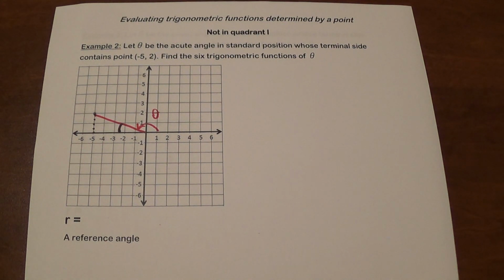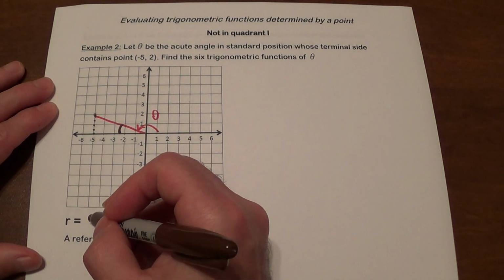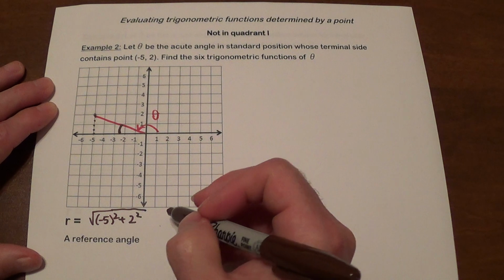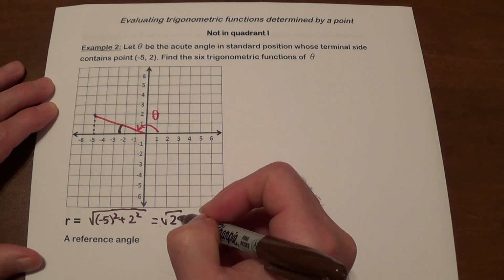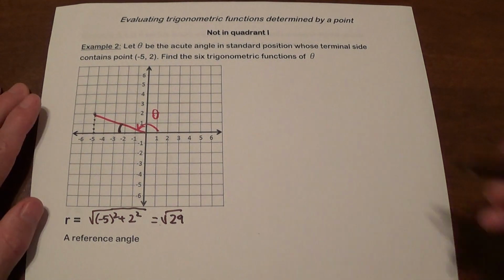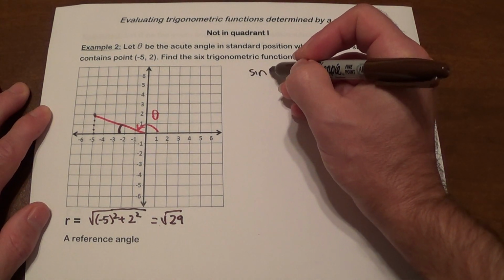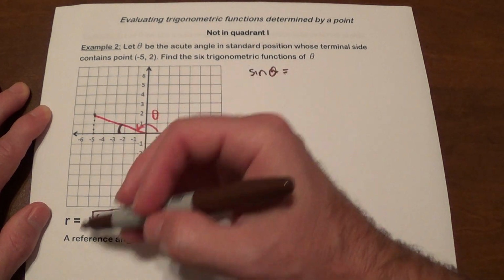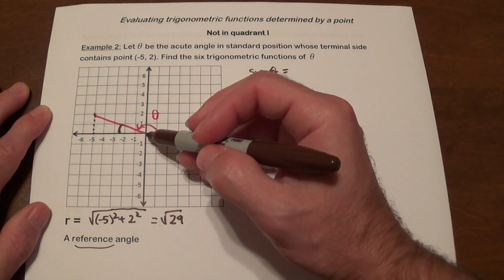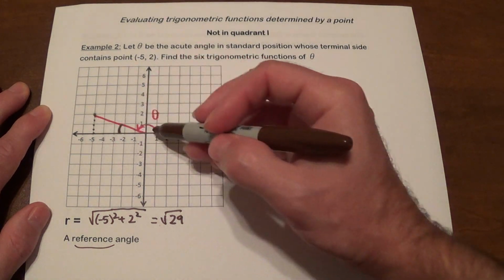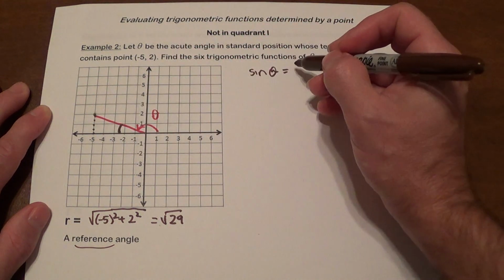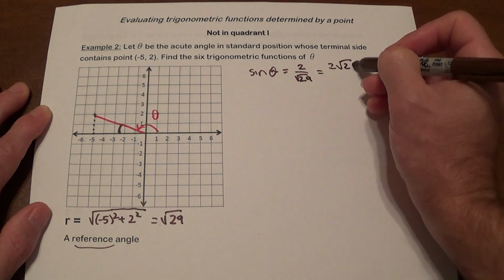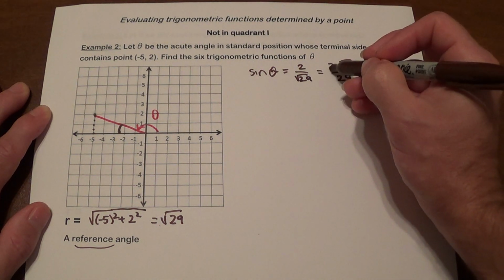So r is going to be the square root of negative 5 squared plus 2 squared, which is going to be square root of 29. So let's go ahead and try to find this. So sine theta. We are not actually using this angle, we're going to be using this angle, which is our reference angle. So sine is going to be opposite over the hypotenuse, which is going to be 2 divided by square root of 29, which is going to be 2 square root of 29 divided by 29.